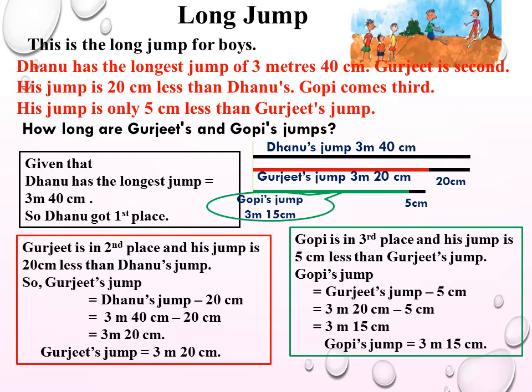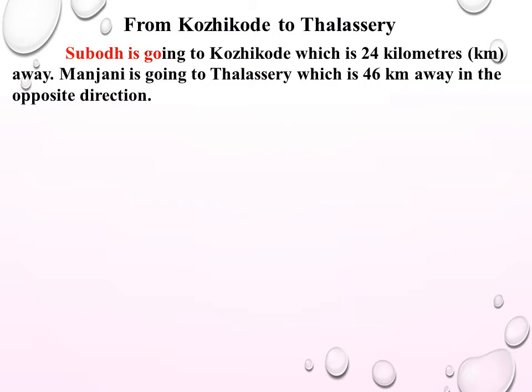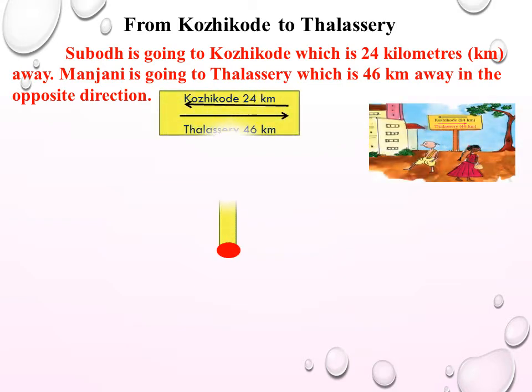Now we will do some other problems. Let us see another problem. From Kozhikode to Talsari. Subodh is going to Kozhikode, which is 24 kilometers away. Manjani is going to Talsari, which is 46 kilometers away in the opposite direction. How far is Kozhikode from Talsari? Here observe the picture. Suppose that from this point Subodh and Manjani both are starting their journey.